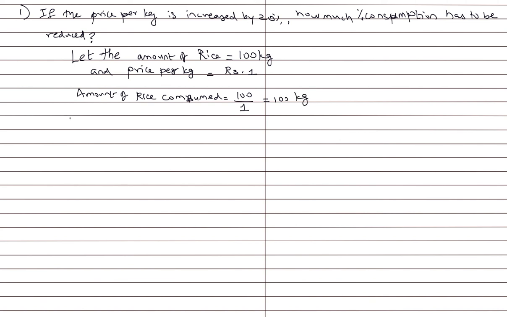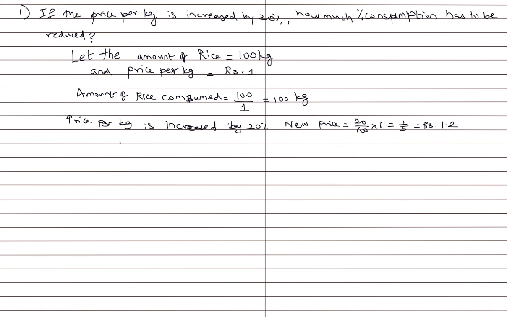Now the price per kg is increased by 20%. So that means the new price is how much? New price equals 20 by 100 into rupees 1, which is equal to 1 by 5, which is equal to rupees 1.2. So this is the new price after the price increased.